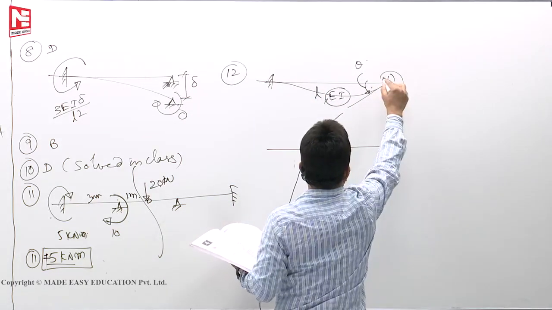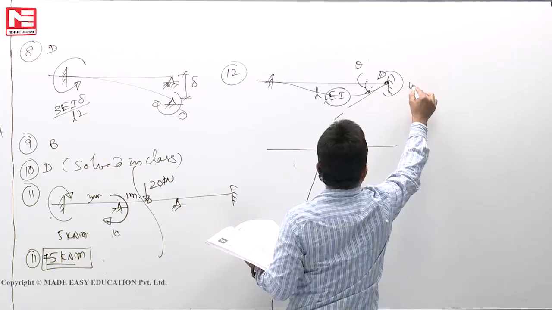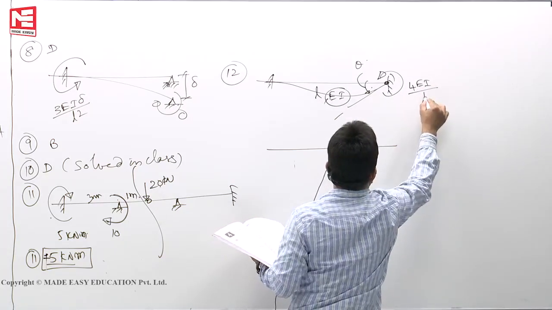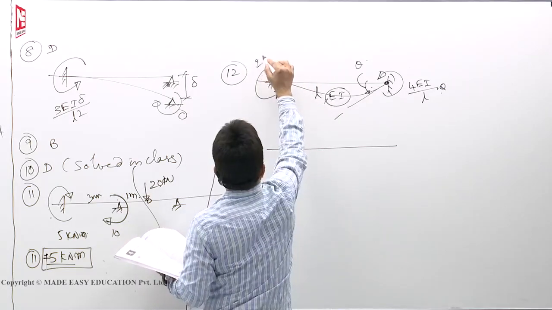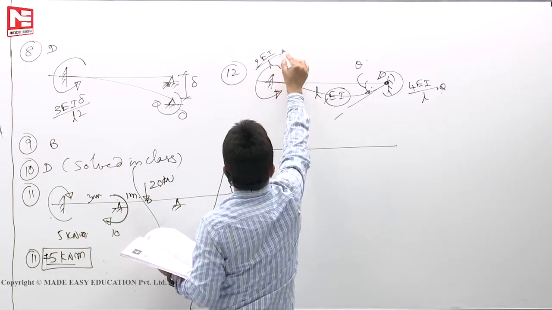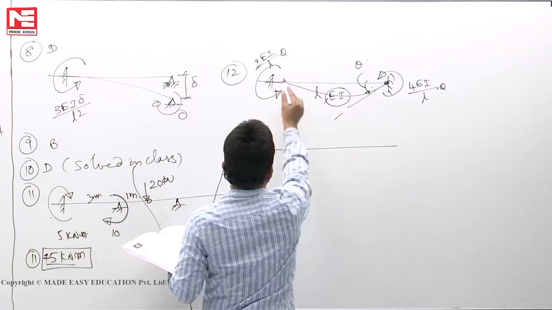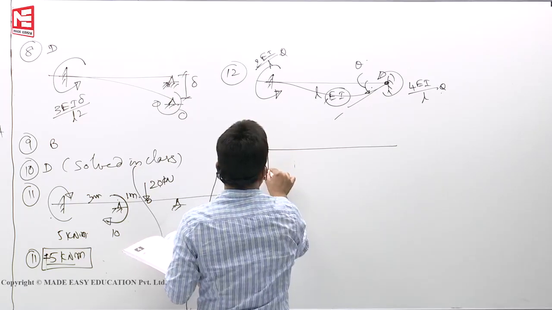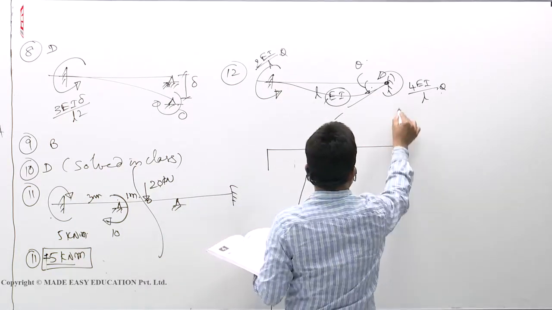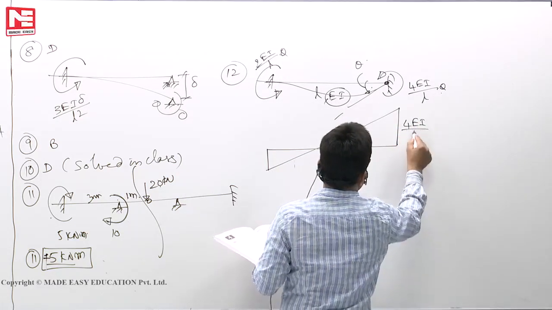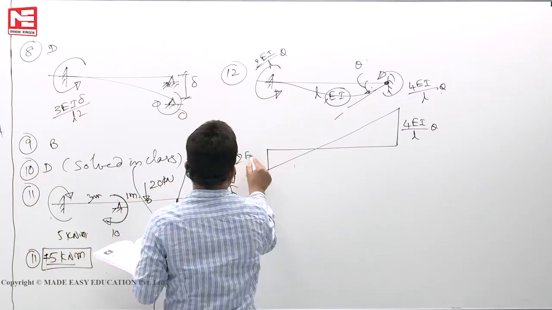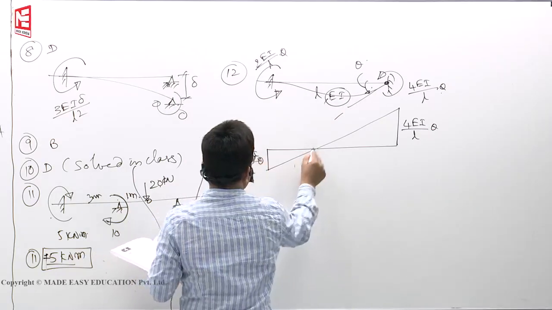So when it moves clockwise, how much moment might they have applied? 4EI by L into theta. How much is carried over? 2EI by L into theta, right? Now this is a hogging moment. This is a sagging moment, like this, the bending moment diagram. 4EI by L theta, and this is 2EI by L theta.